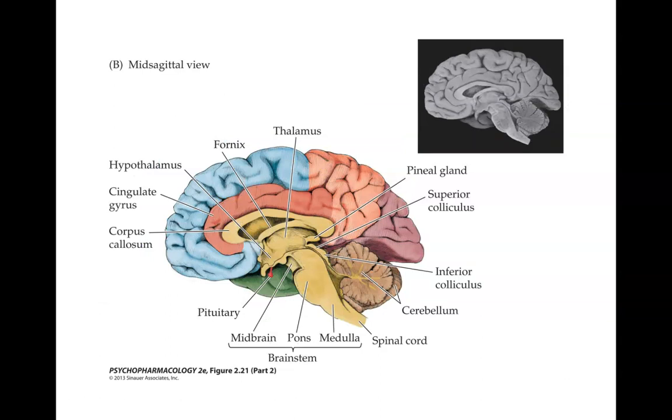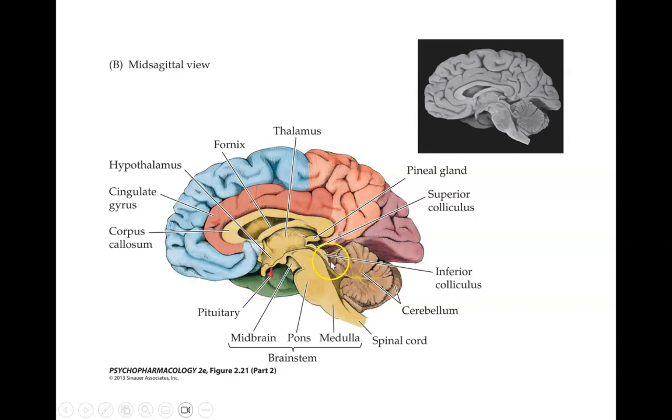Here is a mid-sagittal view, so we're basically cutting the brain from the center. We'll know that we're looking at a sagittal view of the brain because we can see the corpus callosum that connects the 2 different hemispheres. Here you can see portions of the limbic system, including areas like the fornix and the cingulate gyrus. You can see the pineal gland, which is important for sleep-wake behavior. Again, here's the pituitary. Here is the thalamus and the hypothalamus.